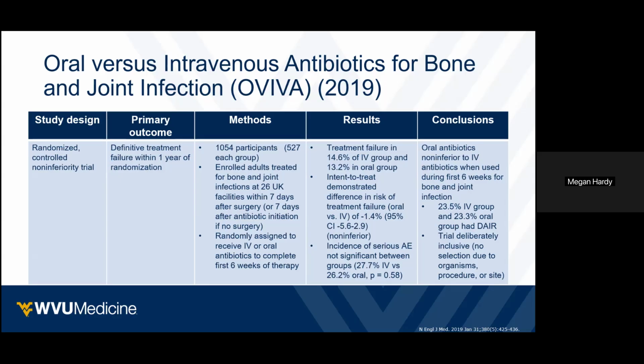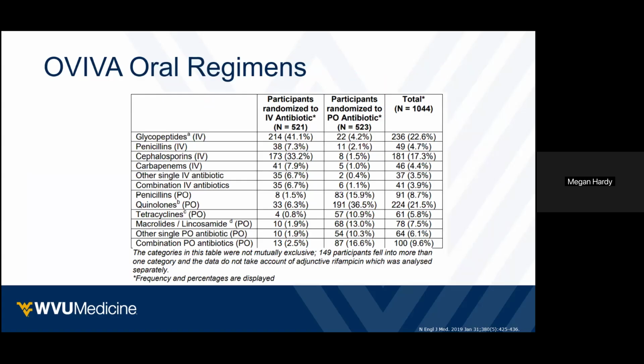But this trial was deliberately inclusive. It didn't select due to specific organisms, procedures, or site. And I wanted to look specifically at the oral regimens that the OVIVA trial utilized. Sometimes it gets a little bit cloudy here. So there were 19 different planned oral combinations in the PO arm. The most common was Cipro plus Clinda, which is not one that we're typically going to use, but that was the most common in this particular study.